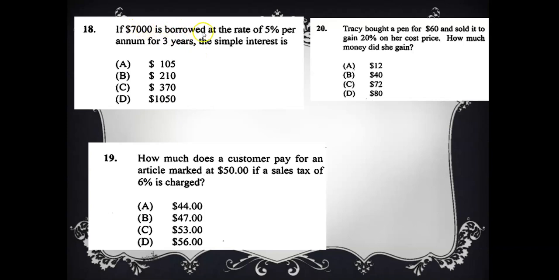If $7,000 is borrowed at the rate of 5% per annum for 3 years, what is the simple interest? We did this earlier in the video. Do you remember the answer? I hope you do. So our answer would be $1,050. And you'll see the solution on the next slide.